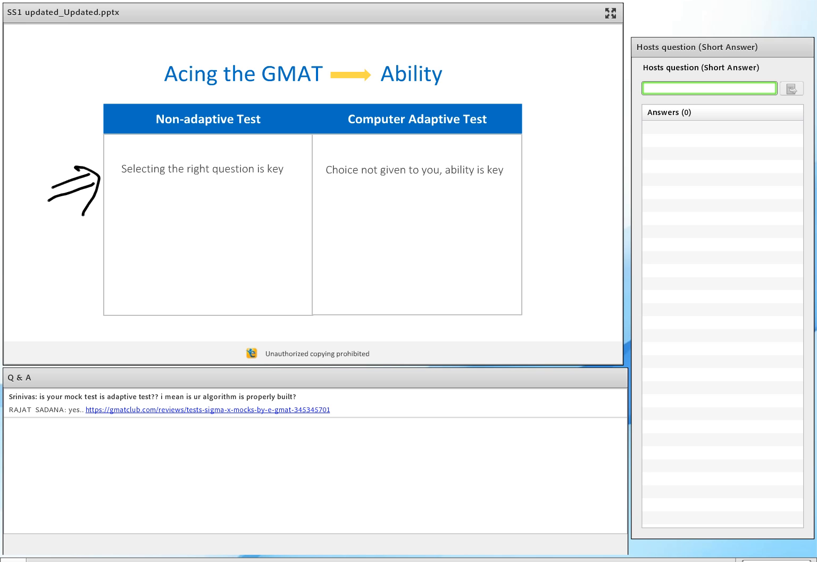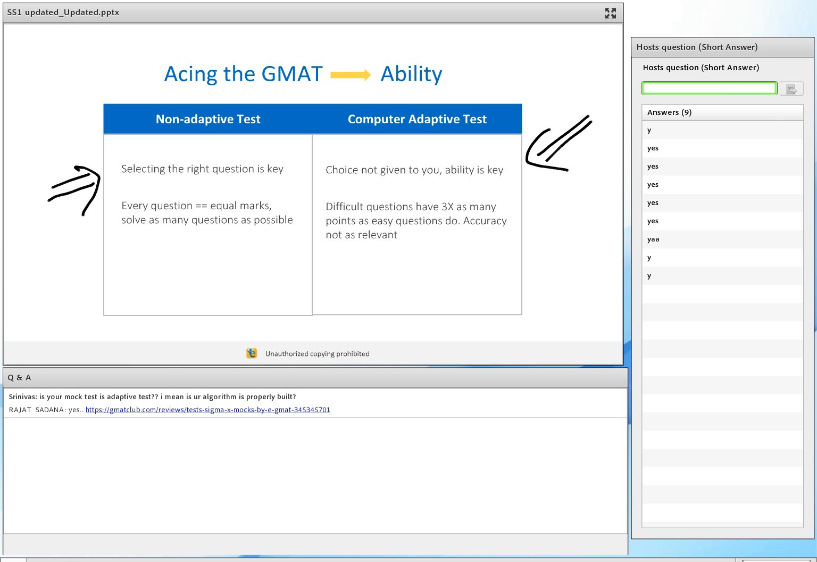Is that correct? For those of you who studied for the GRE or the CAT, that's what happens. You have to focus on question selection, because you can choose which question to answer and which question to not answer. When it comes to the GMAT, you don't get that choice. You have a question served to you, you've got to answer it right then and there. Otherwise, you can't move to the next question.